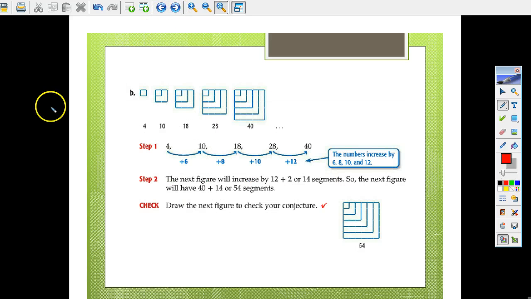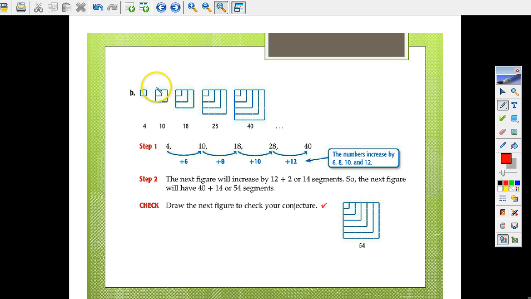Okay. We're not only looking at numbers here, but we're also going to look at patterns in drawings. So here you have a square. This one has 1, 2, 3, 4 sides. The next one has 1, 2, 3, 4, 5, 6, 7, 8. Okay, and then the next one.